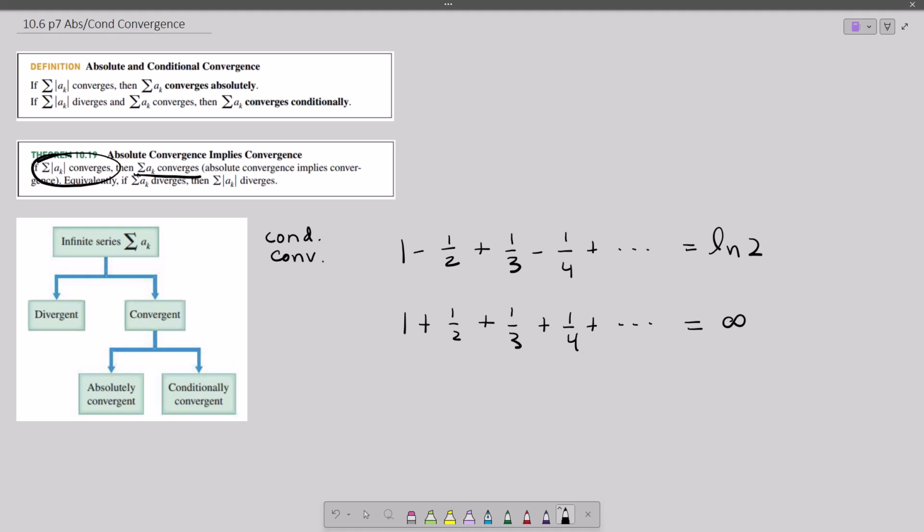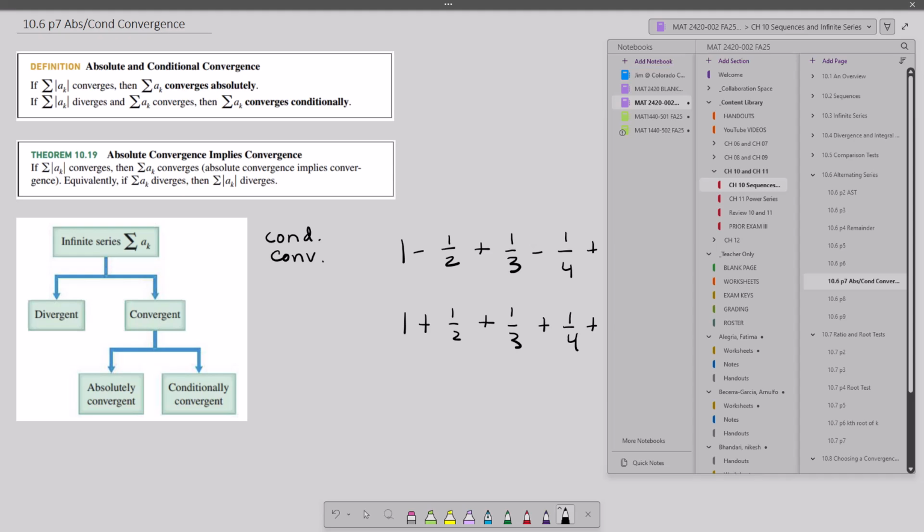And similarly down here, this is the contrapositive. If the original series diverges, and then you force everything to be positive, that's still going to diverge. And if it's divergent with the minuses in it, and then you force all the minuses to be positive, it still has to diverge. It can't get smaller. It can't converge. So, conditional and absolute convergence.